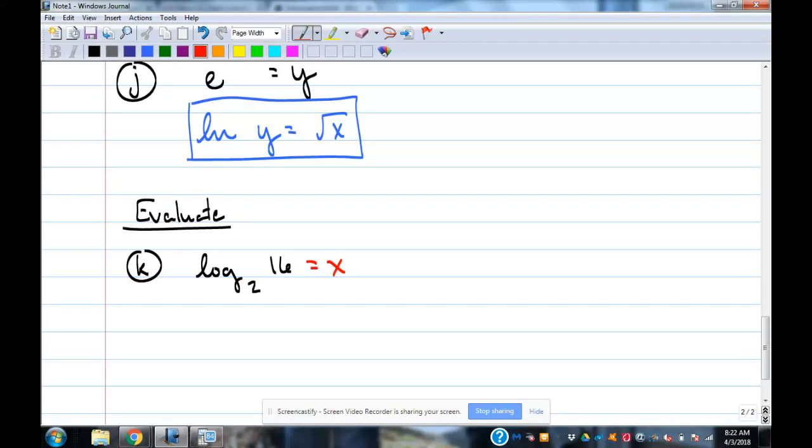How do we rewrite that as an exponential? And we can think in those terms pretty easily. 2 to what power gives me 16? 2 to the 4th power. So x must be 4. So log base 2 of 16 is equal to 4. You get that as the evaluated result here.